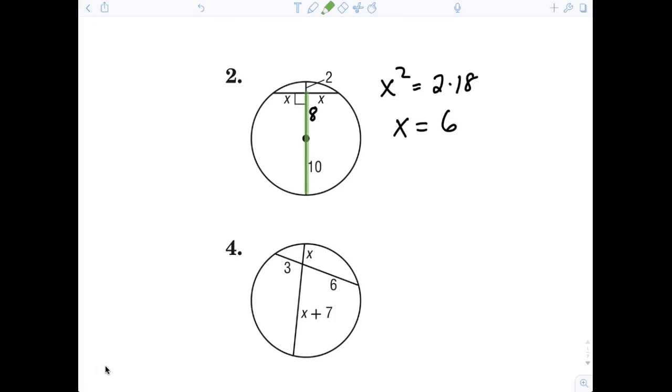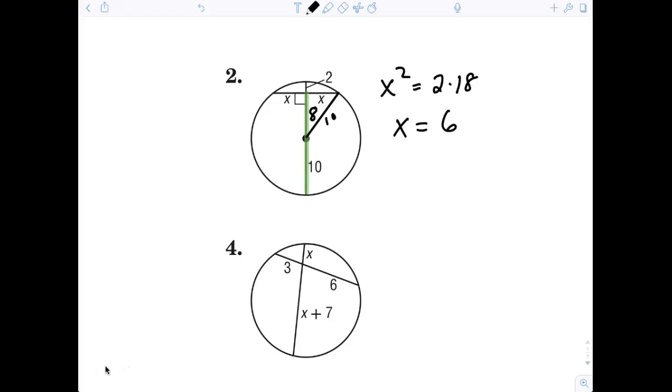Now, some of you should be able to say this too. If you draw from here to here, that length is 10. So now you can do a squared plus b squared equals c squared. You get the same answer. That's why I say there's lots of ways to solve these sometimes. If you don't remember one rule, you might be able to do another rule.